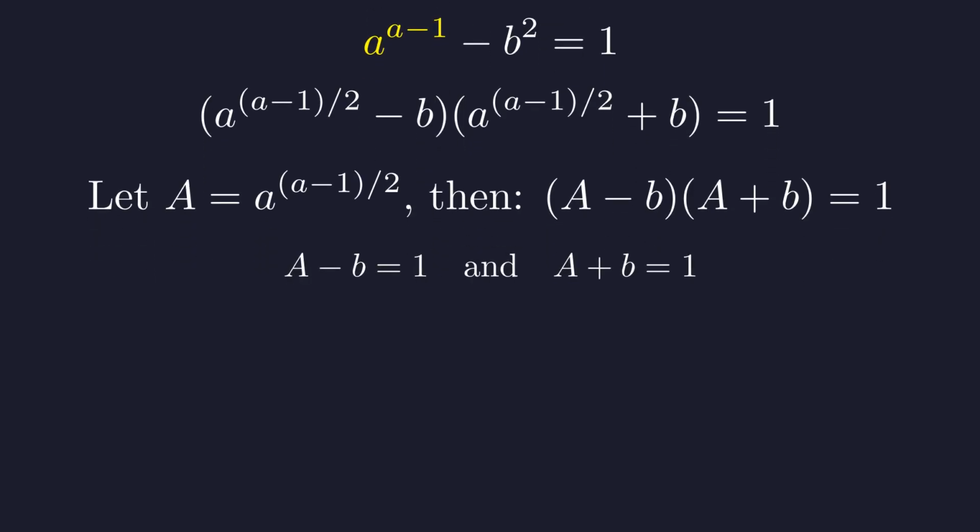But watch what happens when we solve this system. It's going to lead to something absurd. Adding these equations reveals the contradiction. We get a equals 1, but a equals the variable a raised to the power of a minus 1 divided by 2. For any prime a that's 3 or larger, this expression is enormous, definitely not 1. This gives us our contradiction.